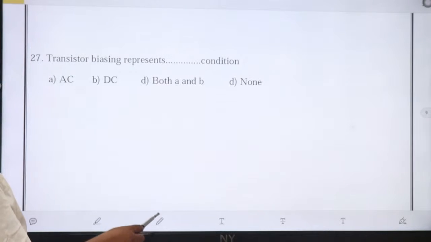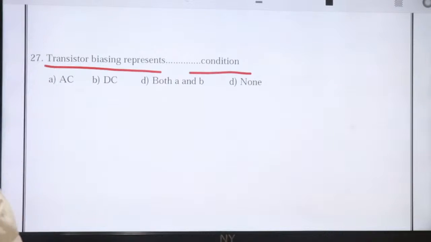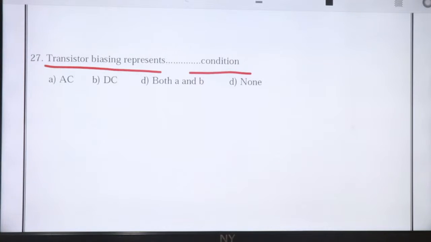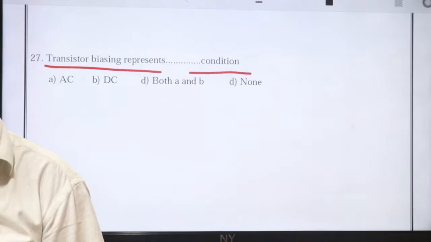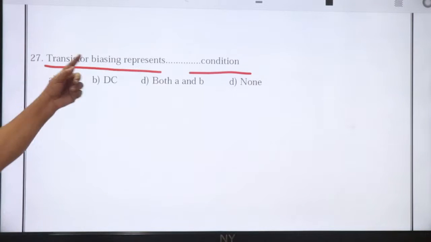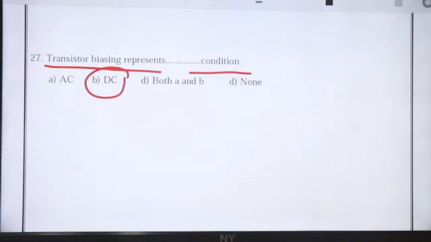Transistor biasing represents dash conditions: AC condition, DC condition, both AC and DC condition. What is the answer? Transistor biasing represents DC, na? Only DC. Next.